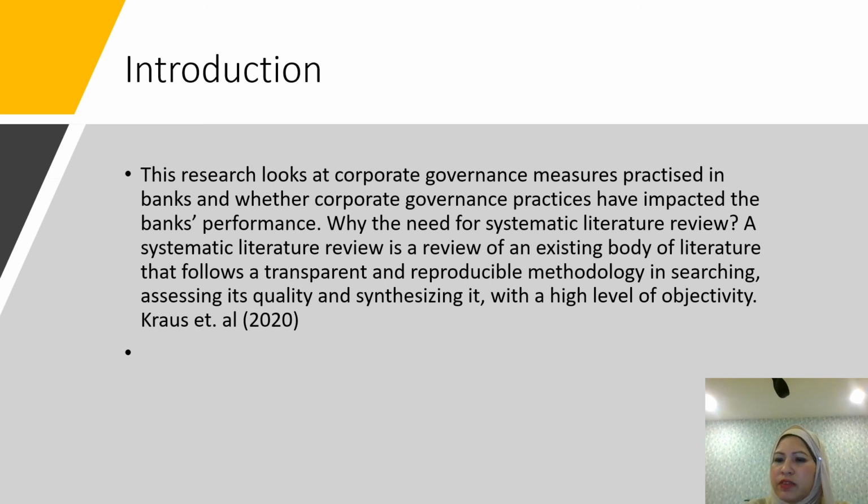A systematic literature review is a systematic review of the existing body of literature that follows a very transparent methodology in searching, assessing its quality, and synthesizing it with a high level of objectivity (Cross et al., 2020). So we're not just looking at quantity here, we're looking at the quality of the review, how the processes work.